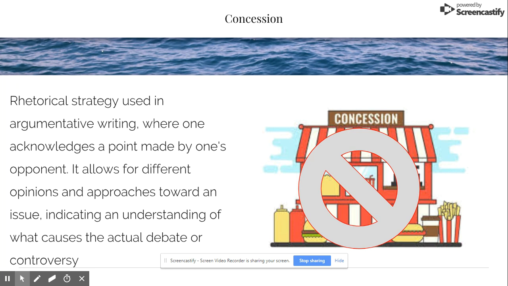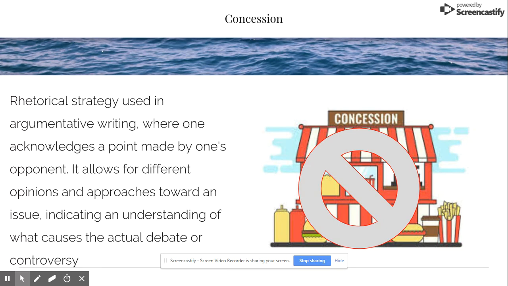It allows for different opinions and approaches toward an issue. And it also indicates that you understand what causes the debate or controversy. Authors will use concession in their writing in order to appeal to logos and ethos. They appeal to logos by providing a rebuttal to the concession or counterclaim, and they appeal to ethos by acknowledging that someone somewhere would disagree with them.